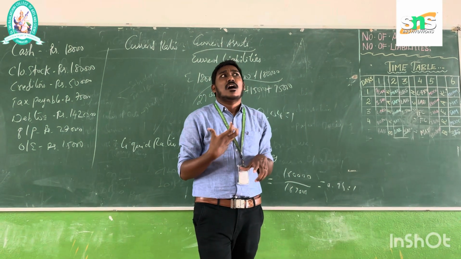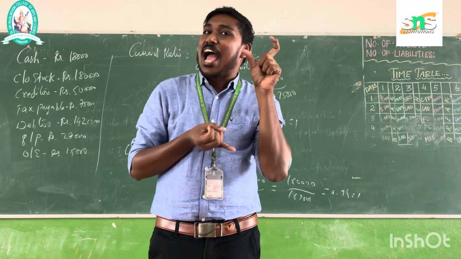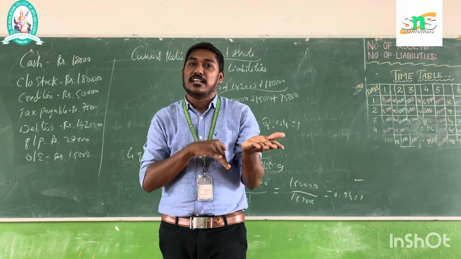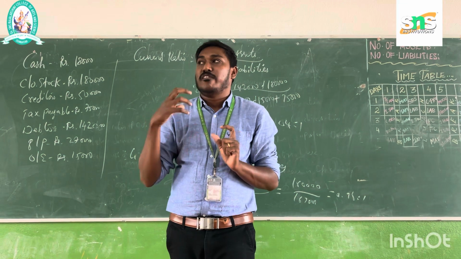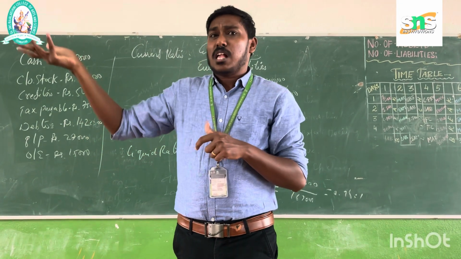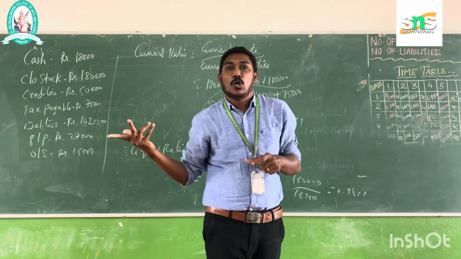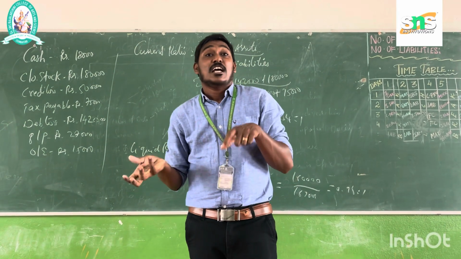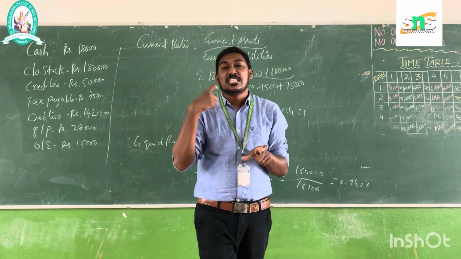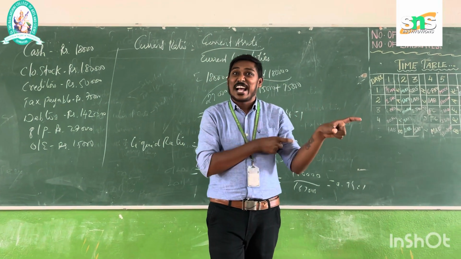For example, if we have cash in hand, say 10 rupees right now, and we want to take a bus and get a ticket, that 10 rupees will be spent. So it is easily converted. And then cash at bank. These are the things that are current assets, which can be easily converted into cash within a fraction of a minute.